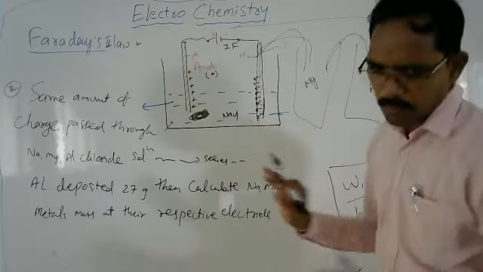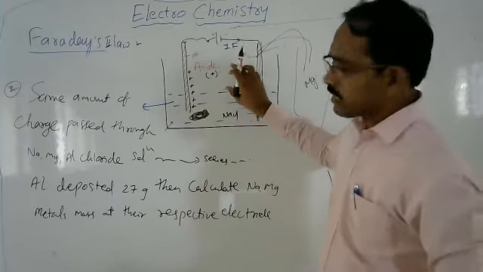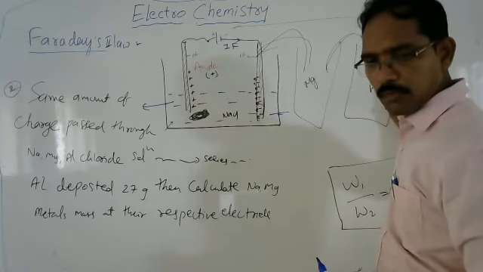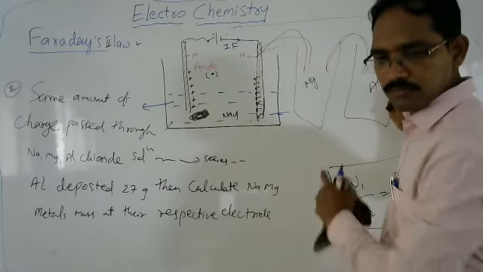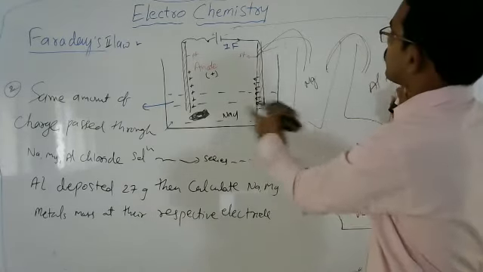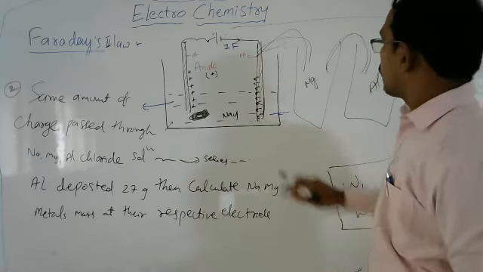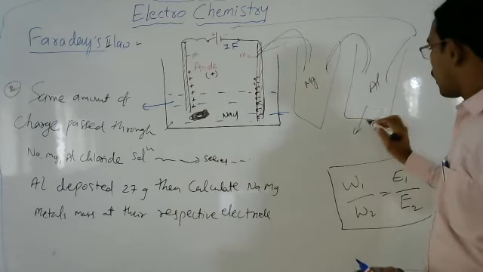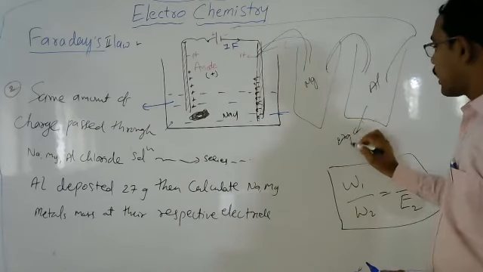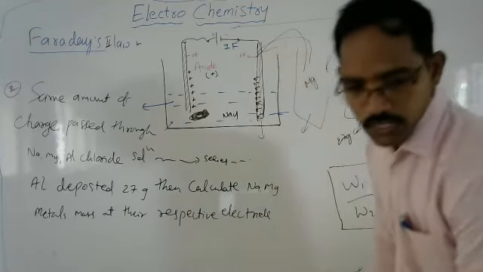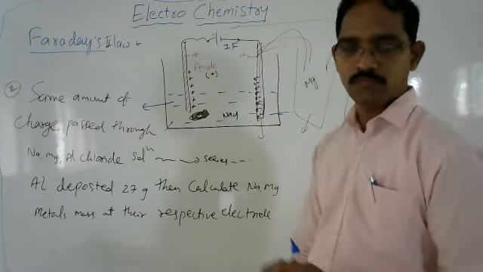Not given. Same amount. Whatever amount of sodium is obtained, the same amount for magnesium, and aluminum also the same amount of electricity passing through all these three solutions. Here the information is given: aluminum deposited 27 gram. Now you have to calculate how much magnesium and sodium are deposited.